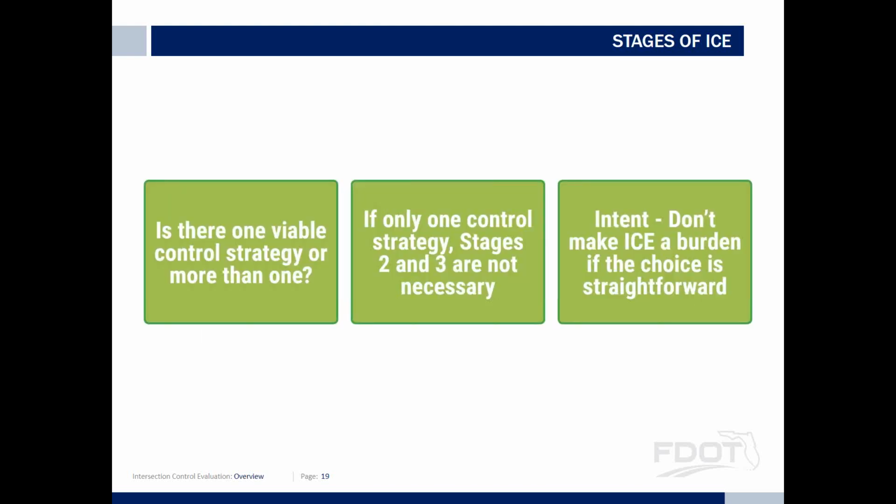So the objective is to come up with one viable control strategy that fits the location, and that's basically the goal. So you might use stage 1, you might use stage 2 and 3, or you might need to go to stage 3.